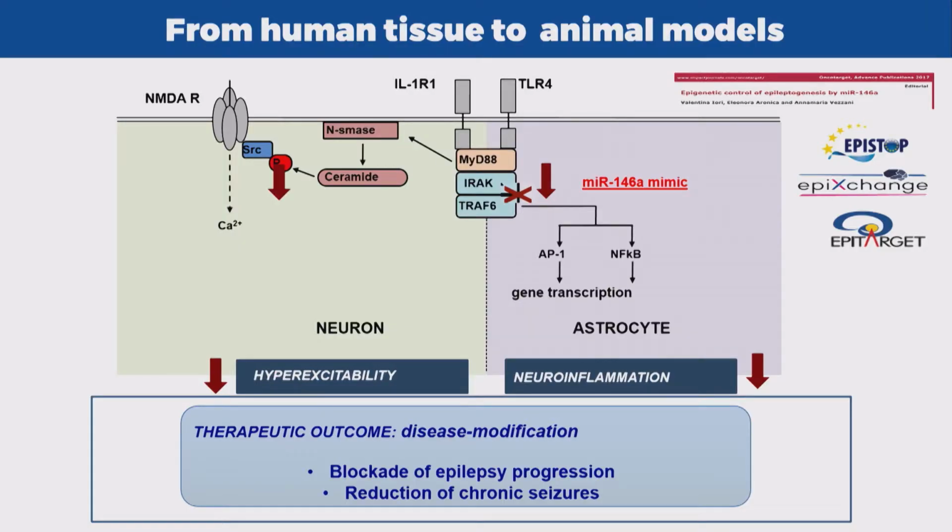And this brings me from the human data to the animal model, established in collaboration with Annamaria Vezzani. We looked, for example, at the consequence of the modulation of this specific microRNA, miR-146. If you increase the level in an experimental model, you can interfere with neuroinflammation and hyperexcitability, with a final effect, as an example, of disease modification.